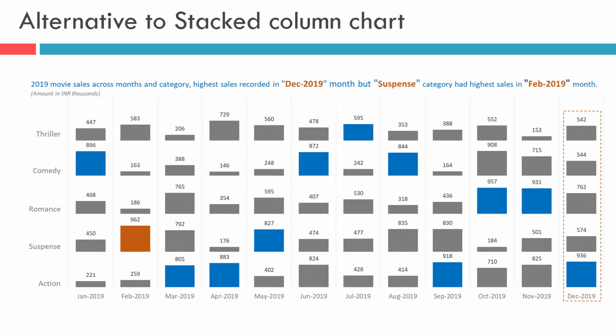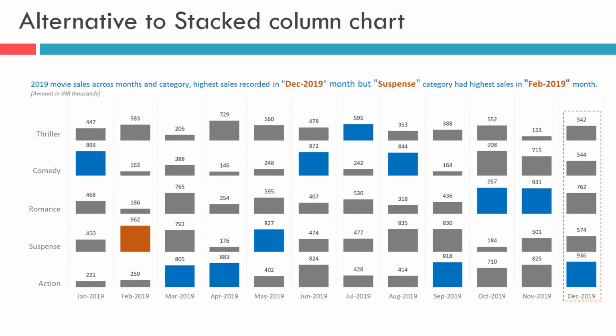Also, we can quickly notice that action category had highest sales in 4 out of 12 months, followed by comedy in 3 out of 12 months, and so on. We have also highlighted highest sales across all categories and months with orange color. So the reader can quickly notice that sales for suspense category for February 2019 was the highest sales in the entire year across all the categories. We have also highlighted the December 2019 month sale as highest across all the 12 month sales.